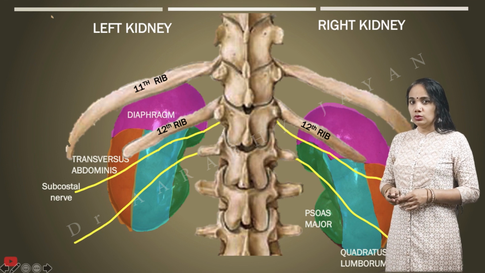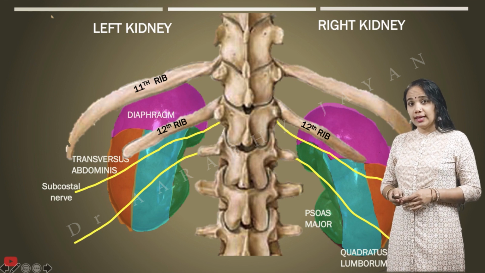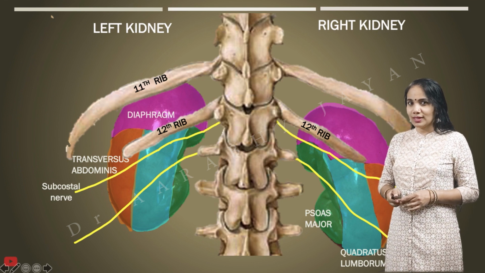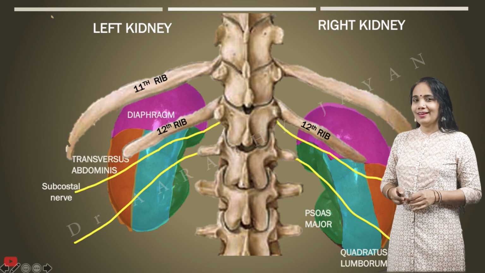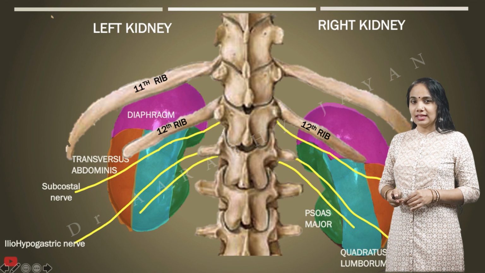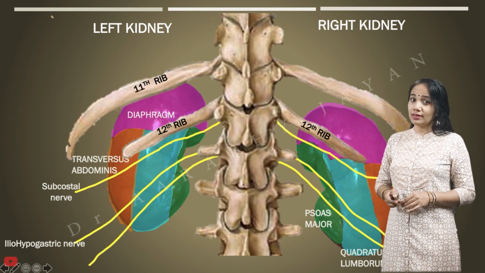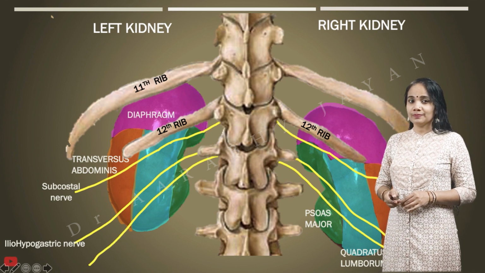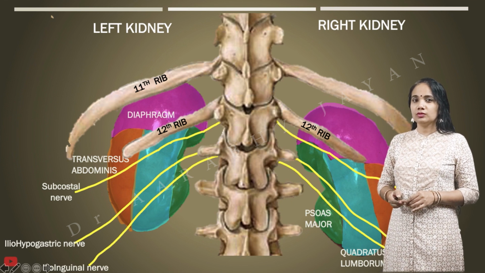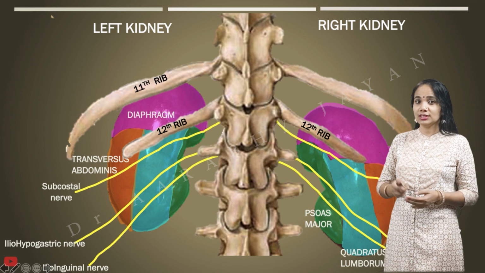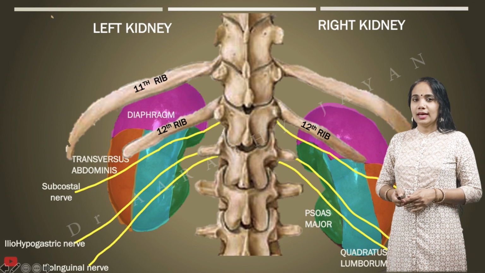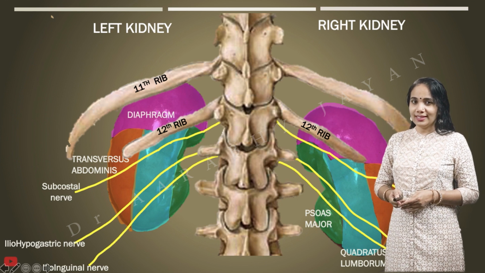Below that, we get two nerves coming from the L1 level. The higher one is iliohypogastric and the lower one is ilioinguinal, but they both have a root value of L1. So there you have it, iliohypogastric and ilioinguinal. These two nerves also form the posterior relations of the kidney. So this is how the diagram comes in the textbook, and now you understand how they are all related.